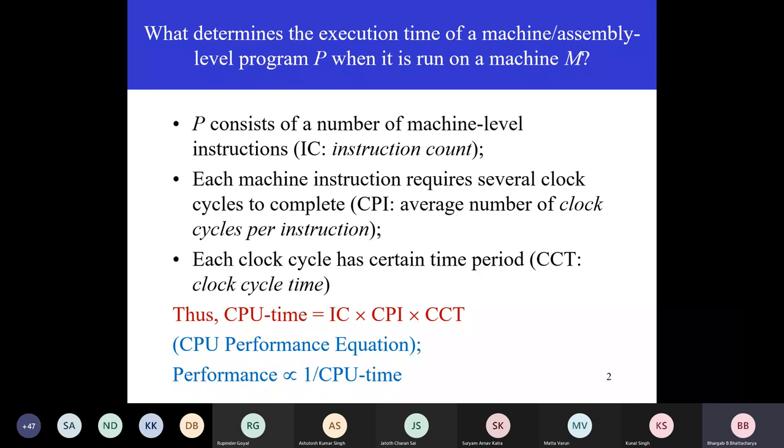Now, given this simple equation that CPU time depends on IC, CPI, and CCT, obviously, in order to improve the CPU time, that means to improve the speed of the machine, I need to look into these three parameters. That means I need to reduce IC, I need to reduce CPI, and we try to reduce CCT as far as possible. In the later part of the course, we'll see how you can improve the CPI value, the IC value, and the CCT value. Today I'm going to discuss the factors on which the IC and CPI would depend, and also on which the CCT would depend.